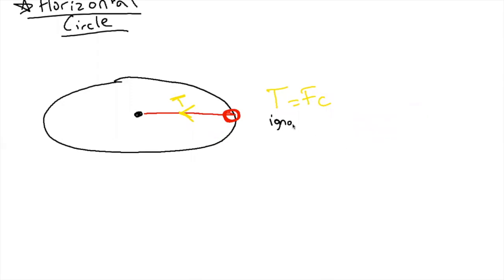Okay, so I'm going to write it here. So ignoring vertical forces, we know that tension is equal to Fc, and this is basically our Fc.